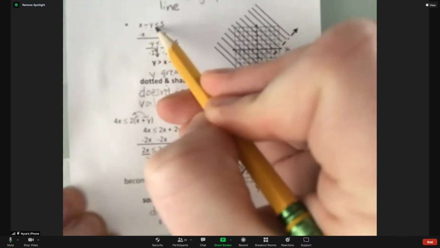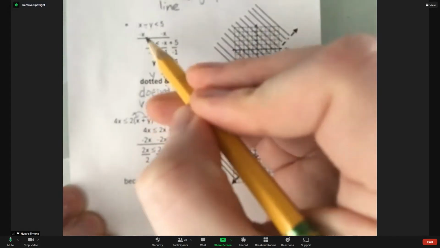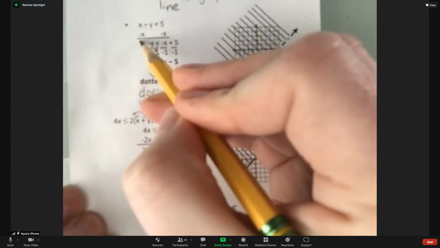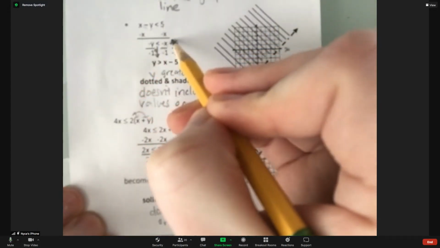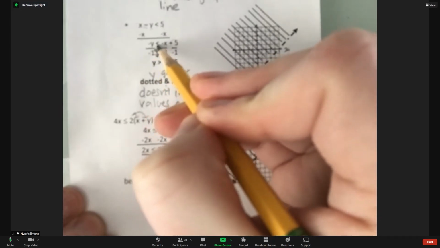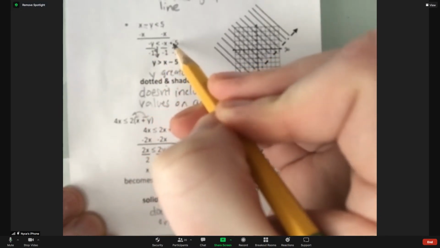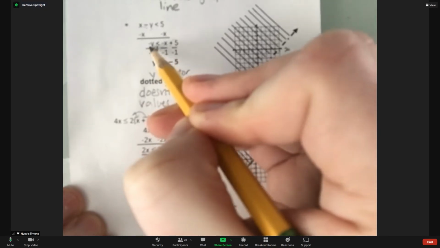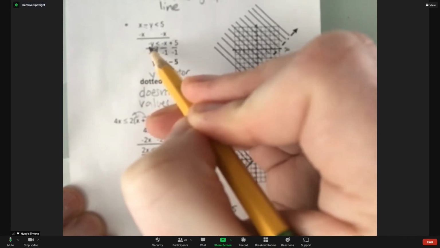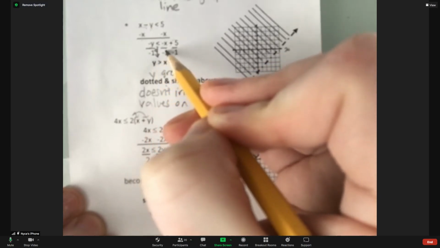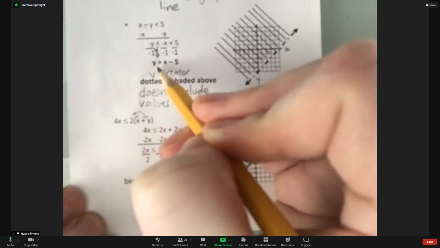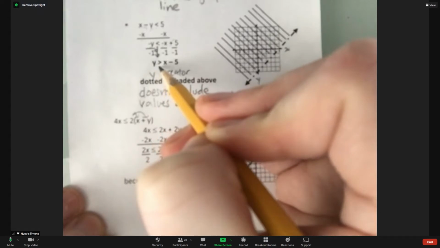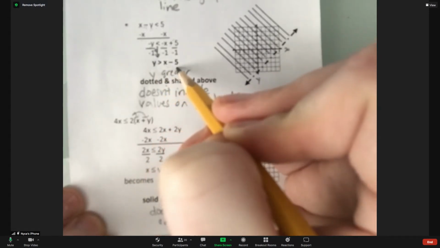x minus y is less than 5. You must get y by itself, so in order to do that, you need to remove the x, so you do minus x, minus x. That means you're left with negative y is less than negative x plus 5. You see it's a negative y. If you have to break a negative from the y, that means you need to flip the sign. So now it says y is greater than x minus 5.